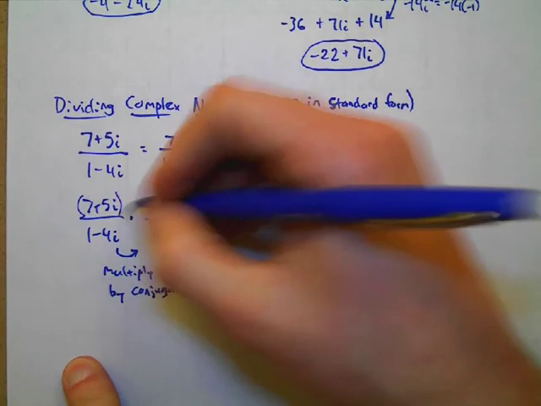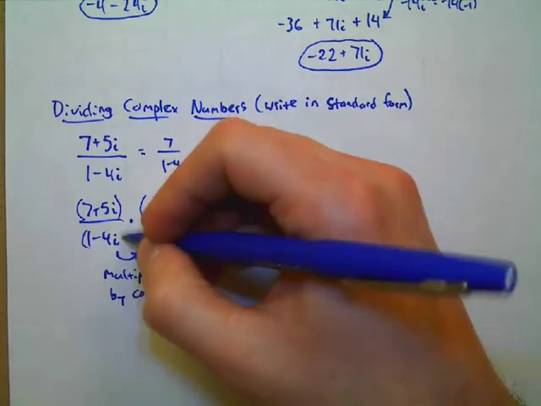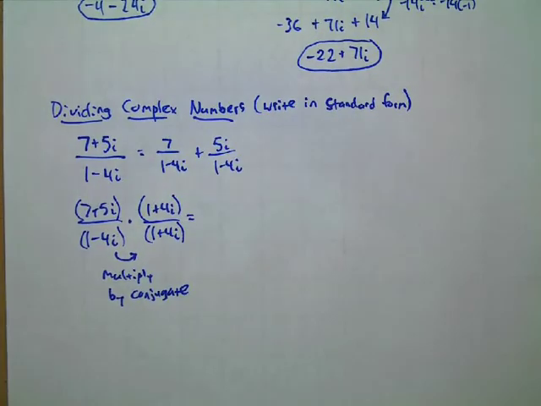And you can see now why we practiced multiplying complex numbers first. Because when we go to divide and simplify, we're going to end up doing some multiplication. So 7 plus 5i times 1 plus 4i.